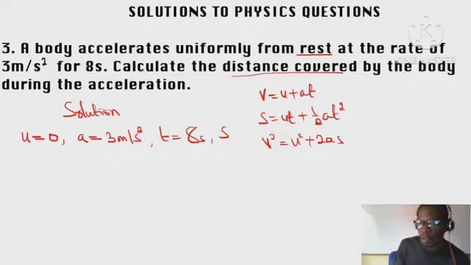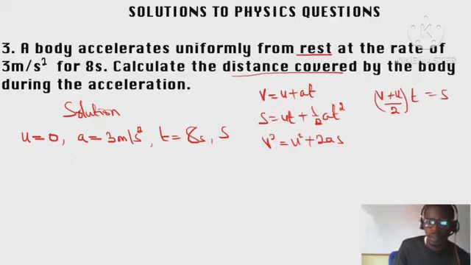These are the 3 equations of motion, although we always have this relationship which we also use in the derivation of the equations of motion. That means (v plus u) over 2 is the average speed, and average speed times time is equal to distance. So we can also use this while we are working with this question.